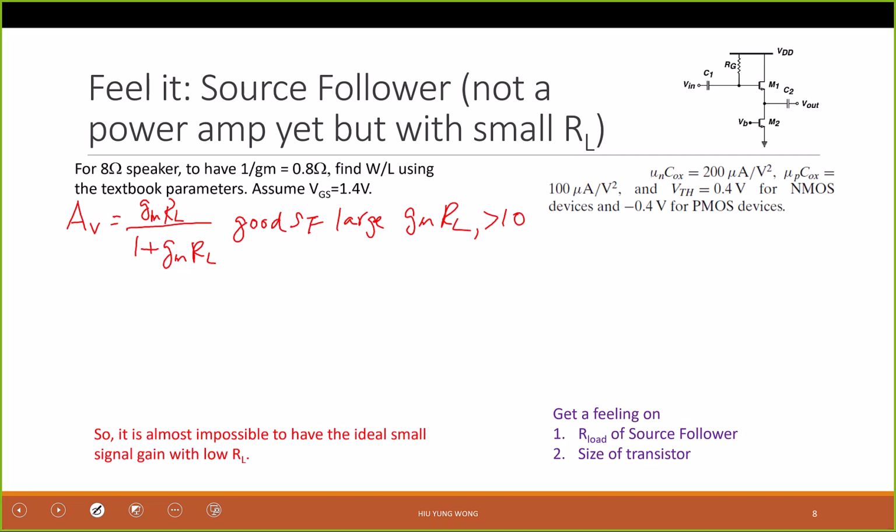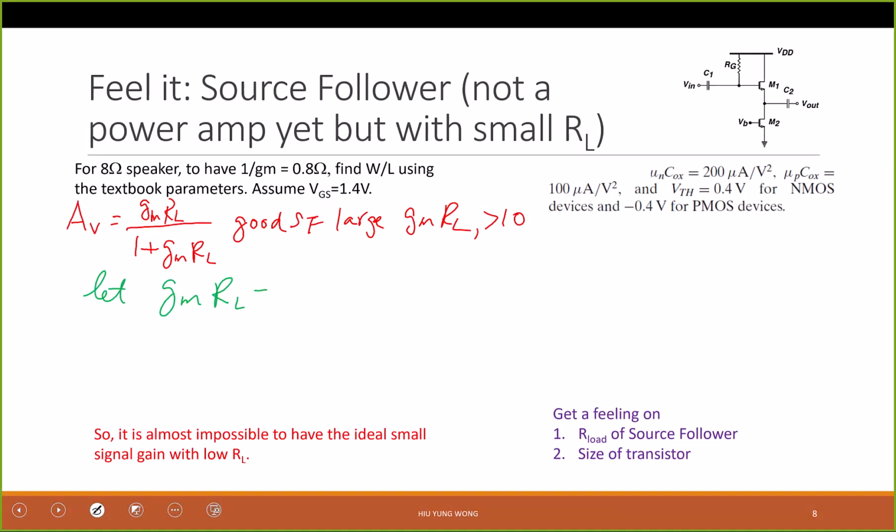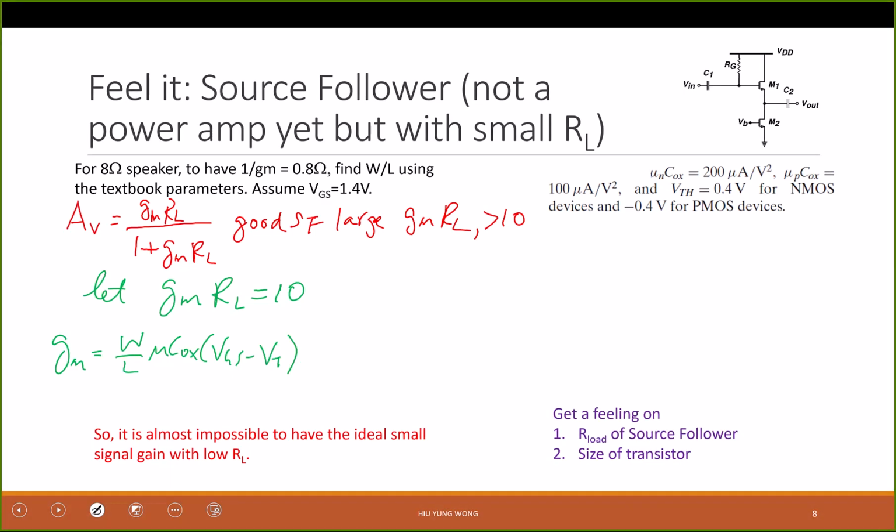So it's just like a question I ask you: what should be the gm of this transistor? Because this is the requirement, I let gmRL equal 10, okay? And first of all, what is gm? You check the cheat sheet, or if you remember, there are a few ways to do that. You can say gm equals W over L times mu Cox times VGS minus VT, right? Or what is the other equation? It can be the square root of 2 times ID times W over L times mu Cox. I don't have this in my cheat sheet, but this is a hint. If you get the ID, you should know how to find the gm, right?